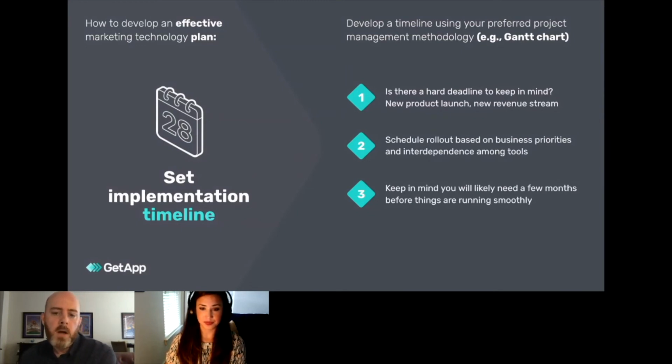So of course, you want to schedule these rollouts based on your business priorities and also interdependence among tools. Like you don't want to launch tool A if it's going to be dependent on the data that you're getting from tool B. So launch these in a logical order, of course. And keep in mind that you're going to need some time to get it right. Don't expect success right away. It might take several months before you start to see some success from this.